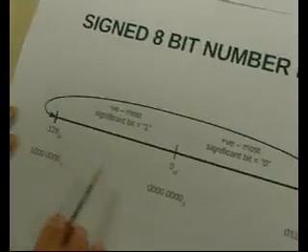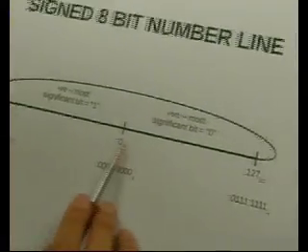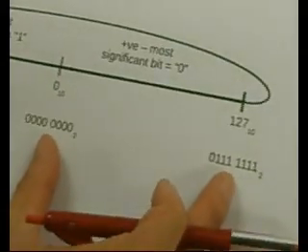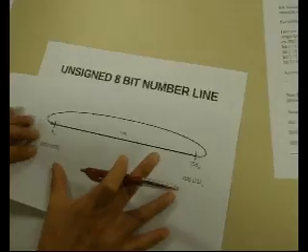Then, for signed numbers, the timeline is split into two. Half of the numbers are negative, strictly less than 0, and the other half are positive, which includes 0. You can see that the positive range for signed numbers is a lot less compared to the positive range for the unsigned numbers.